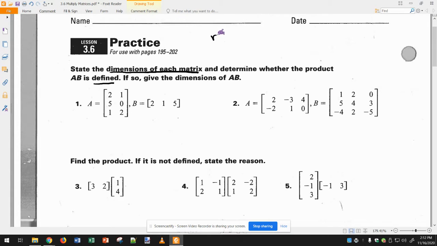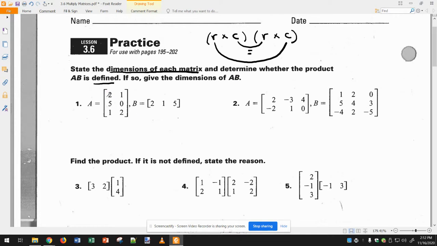In order for it to be possible, if we have a row by column matrix and we want to multiply it times another matrix that is row by column, then these two numbers must be equal for this to be possible. And if it's possible, then the outside numbers will be the dimensions of the resulting matrix.